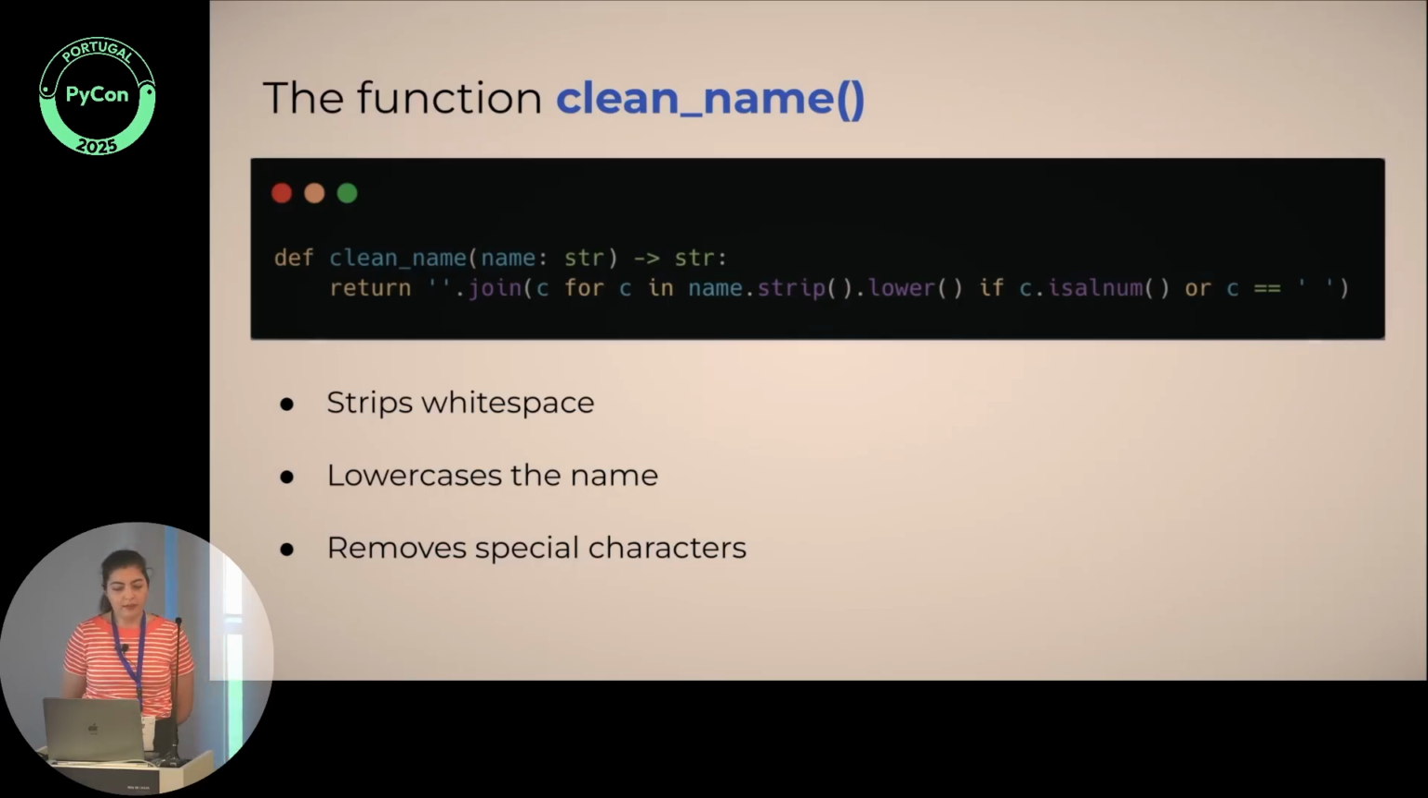So the function clean name is the following. What it does is it strips white space, it lowercases the name, and removes special characters. It's called clean name, and this is the function that we're going to test. So now you know the example.